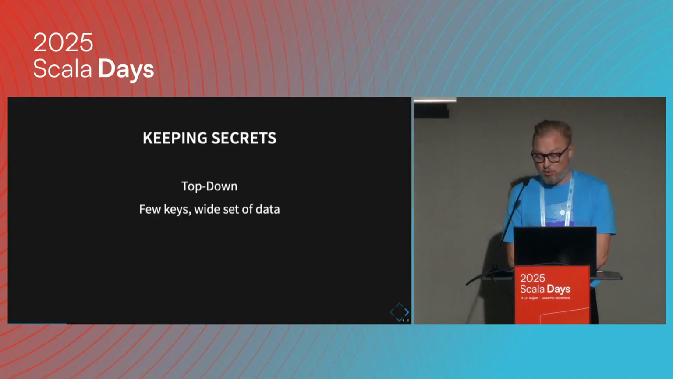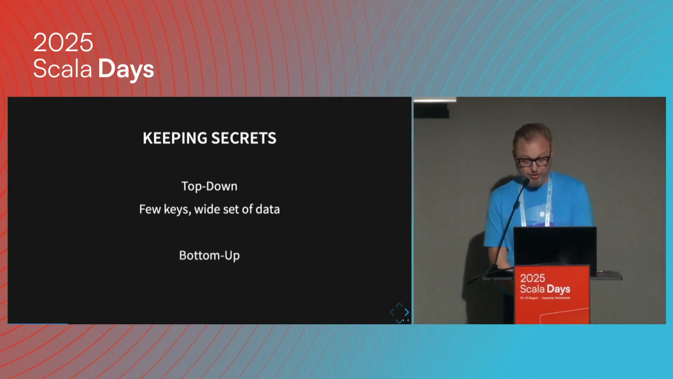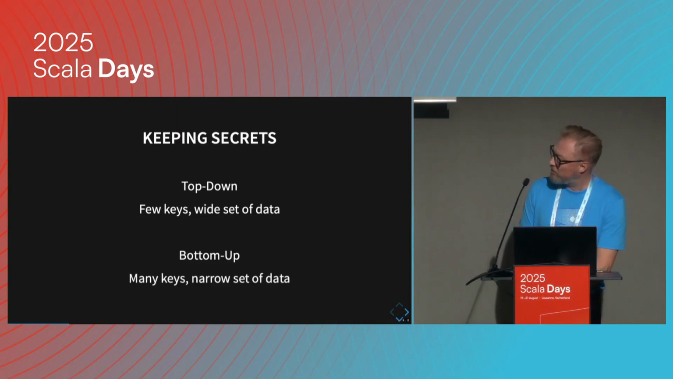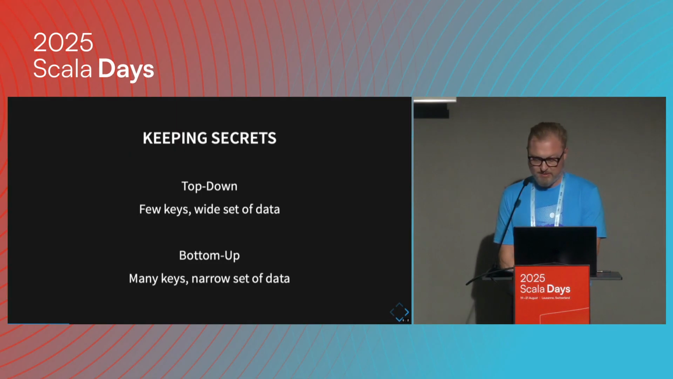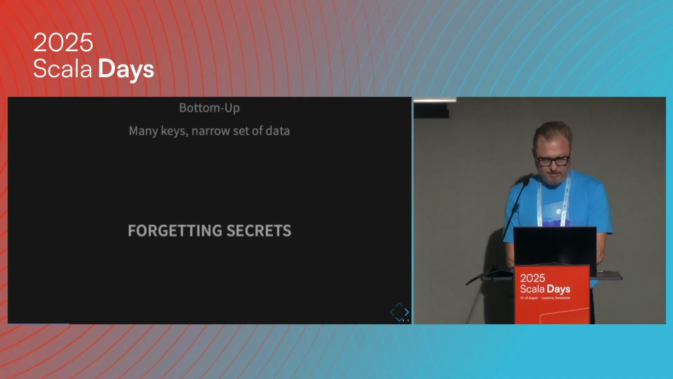Or you can encrypt only the sensitive parts of your data. This can be called the bottom-up approach. With this approach, you can have many keys, but each key is only used for a very narrow set of data. And this has some practical consequences we'll look into later.